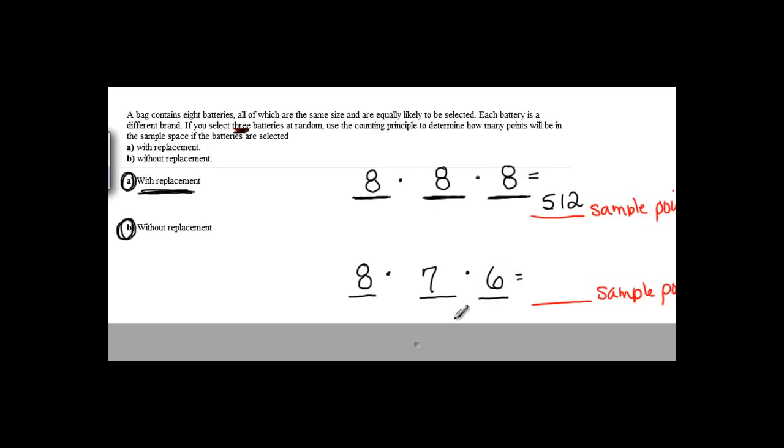So 8 times 7 times 6 is 336. So there would be 336 sample points in that sample space.